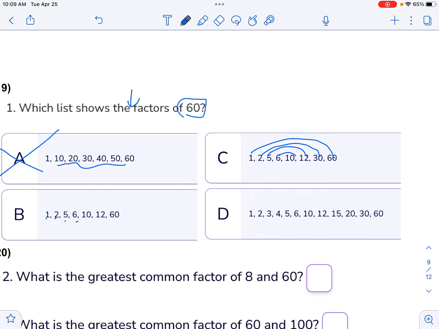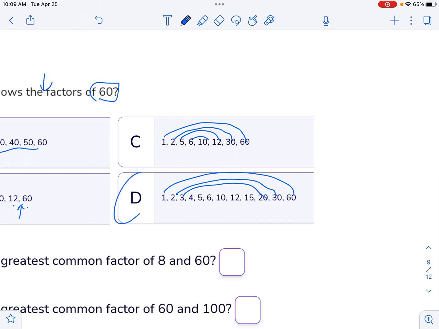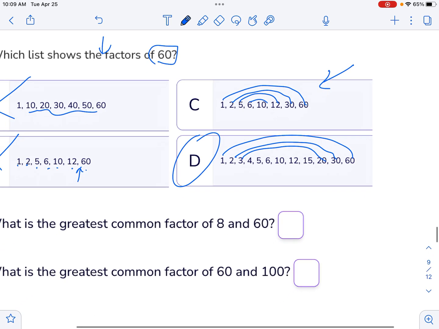1, 2, 5, 6, 10, 12. Oh, this one's missing 60. Or this has been 30 right there. So this is out. Let's see if these all work. 2 times 30. Okay, 3. Oh, yeah, 3 times 20 works. This is good. So this one was close. It just was missing some of them.